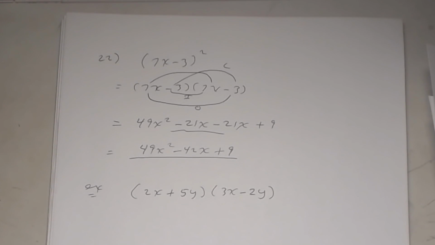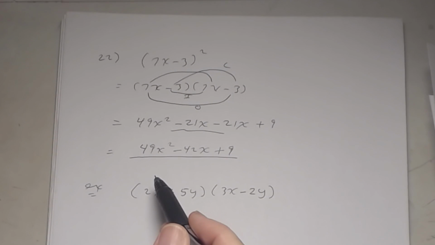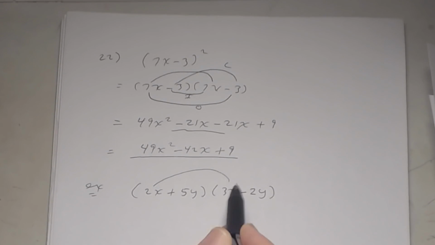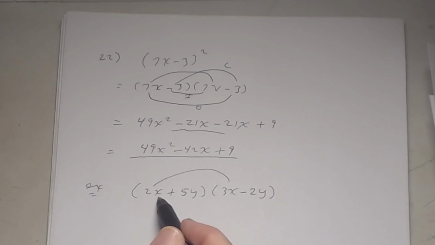FOIL method. So you can draw those little arcs. Draw those arcs. So I'm going to do the F first. So first term of each binomial. So I'm going to combine which two terms? 2x and 3x. And when I say combine, I mean I'm going to connect them with this arc. But I actually am doing what to those two terms? What operation? Multiplying. When I say operation, I mean multiply, add, subtract, or divide. So what's 2x times 3x? 6x squared, right?